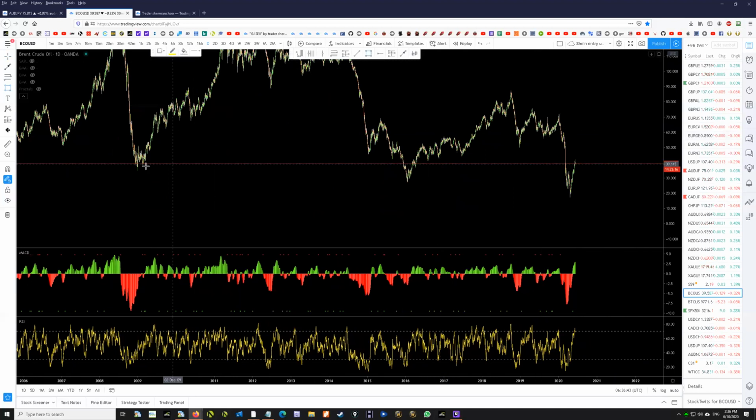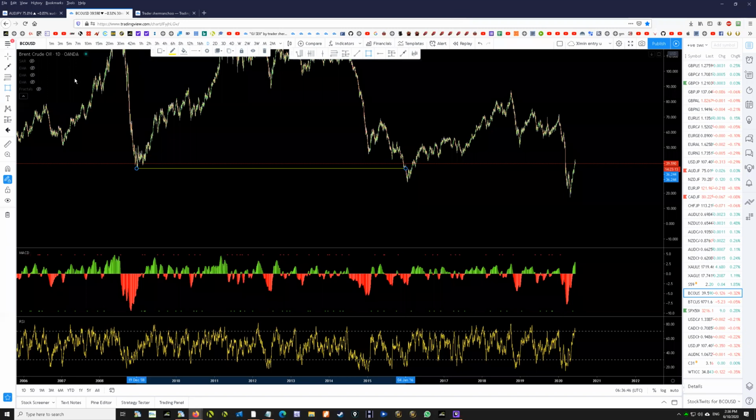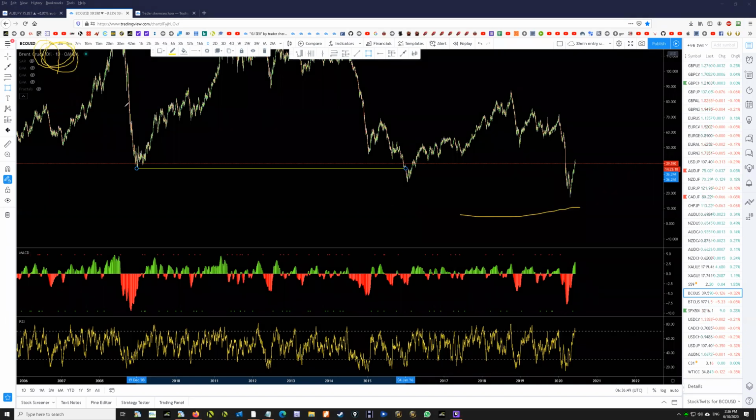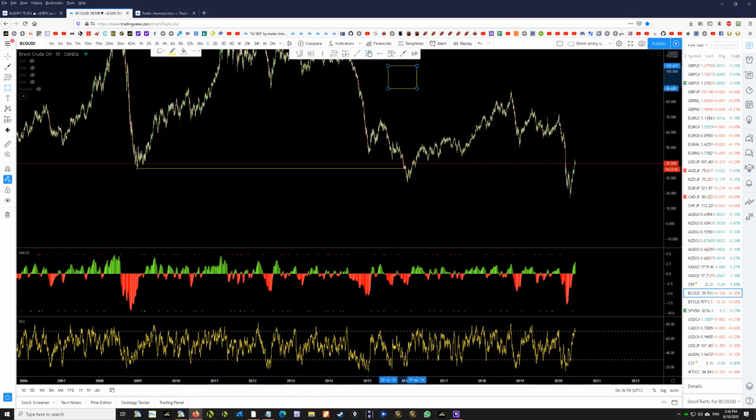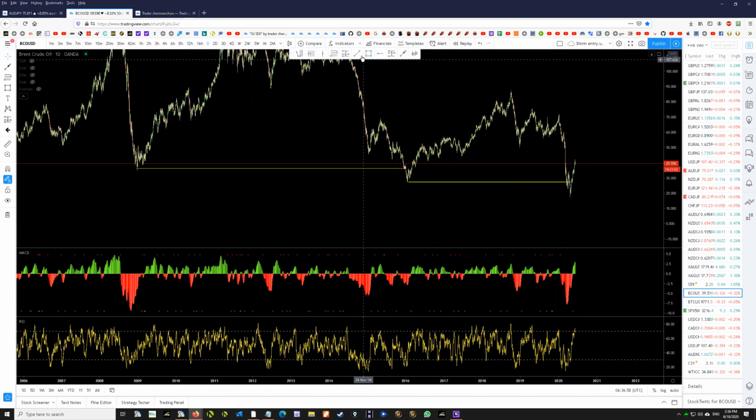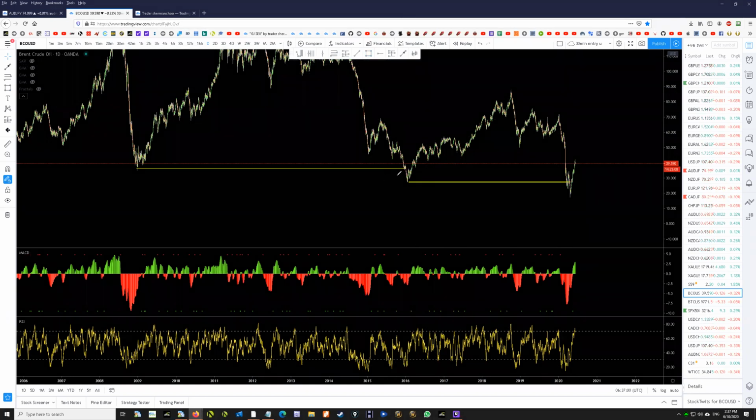So again, remember, this is a daily chart. Very important. Remember, when price breaks the low, what happens? People fade the break of the low, and instead it pumps, and then pumps again.